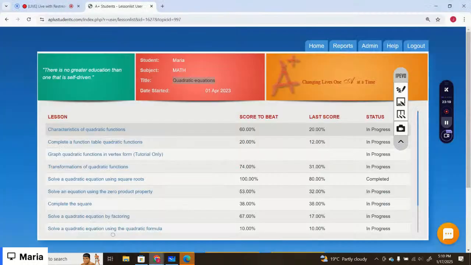Here I am on grade 10 math. Let's start with the lesson that is quadratic equations. Let's start with the first lesson, characteristics of quadratic functions.